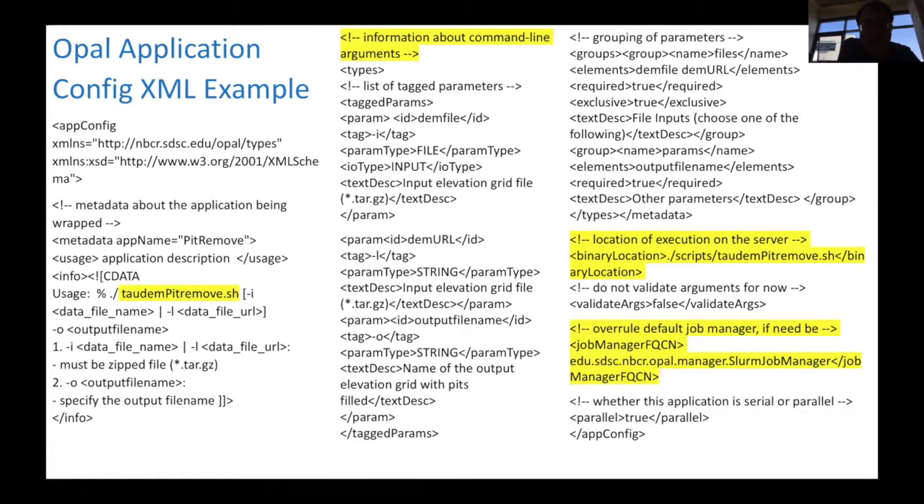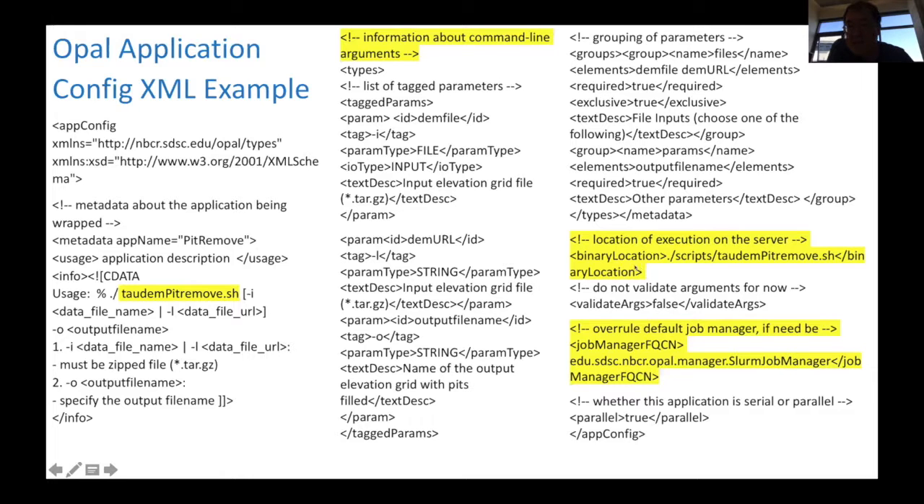So what does this mean? This is a tag, -i, your input parameter. The type is a file, and the IO type is input, with a description. This input should be in .tar.gz format. And also a DM URL, which is your URL data set. And the right side defines where your application location is, for execution on the server.